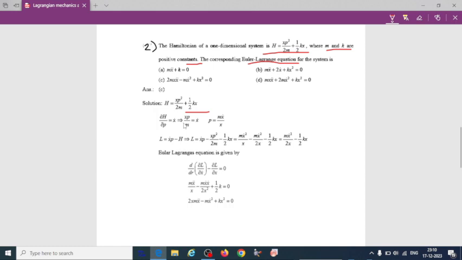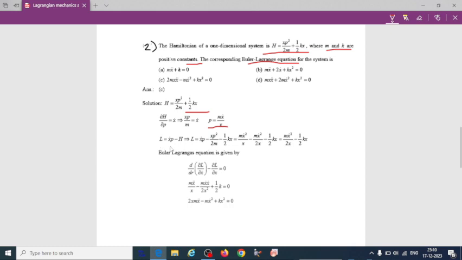That is equal to H, you have to substitute here. Take the derivative with respect to p, momentum. If you take the derivative, xp divided by m is equal to x dot. This term is going to be 0. With respect to p, we have to derive. So the momentum is what? p is equal to m x dot divided by x.